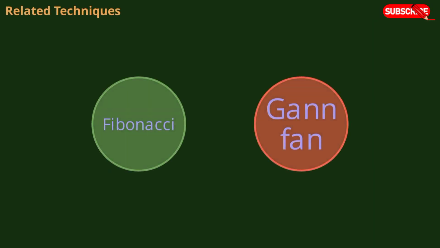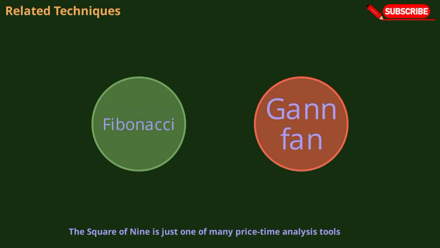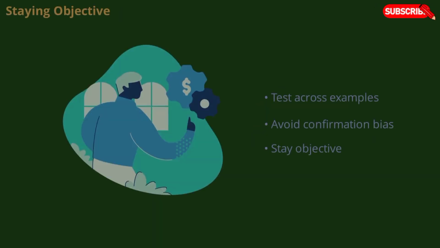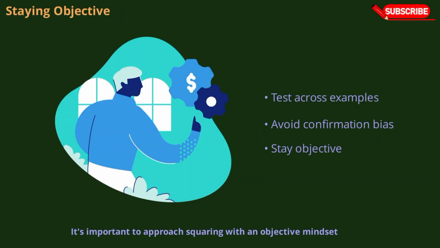The Square of Nine is just one of many price-time analysis tools. Explore related methods such as Fibonacci retracements, Gann fans, and time cycles to broaden your analytical toolkit and discover new ways to interpret market data. It's important to approach squaring with an objective mindset. Avoid confirmation bias by testing your calculations across multiple examples and timeframes. Objective analysis leads to more reliable trading decisions and better long-term results.